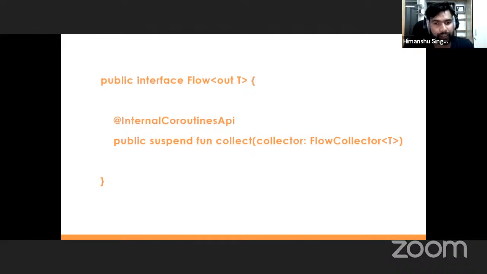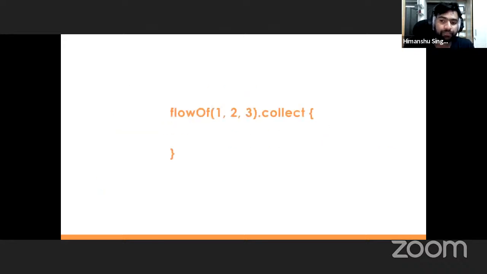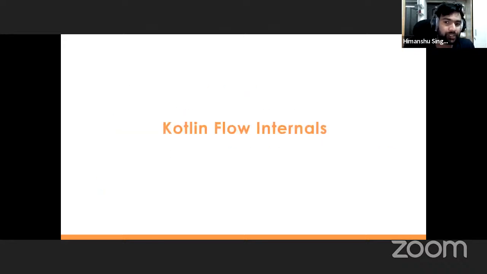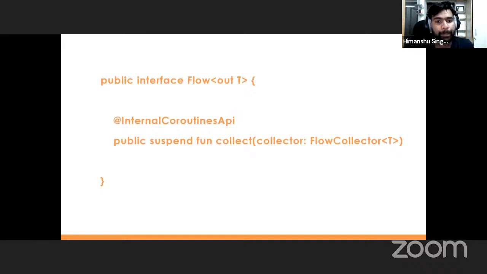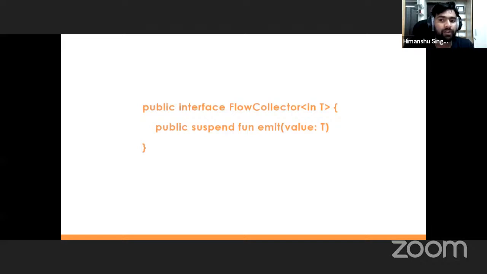This is how it looks: Flow, and it has a function collect, right? A suspend function. So if you see this collect which we are talking about, it's an interface. On Flow, there's an interface called collect, which takes a collector of FlowCollector, right? Now let's see this FlowCollector. FlowCollector is basically a suspend function which emits a value.